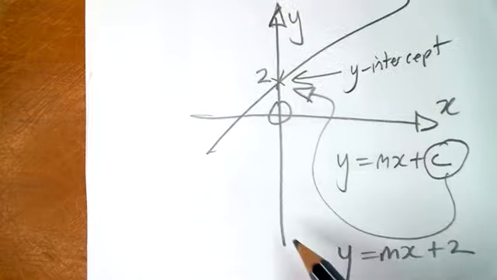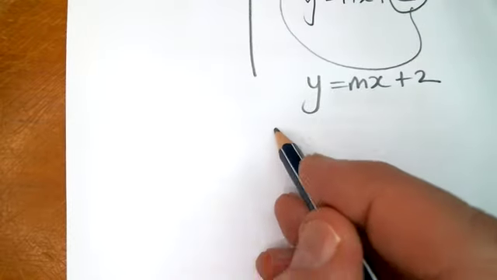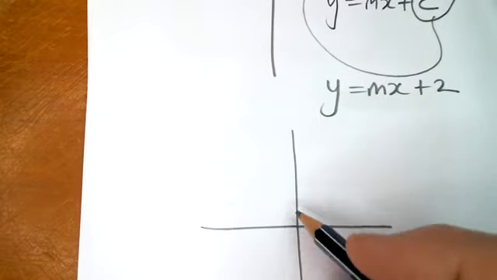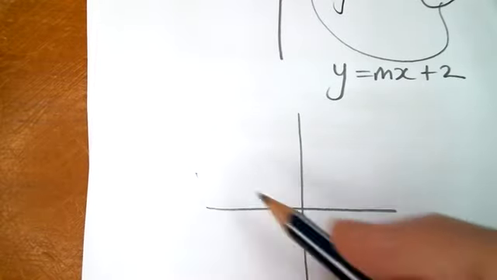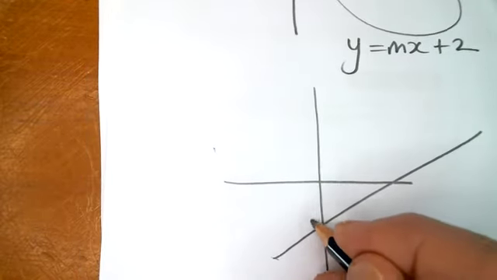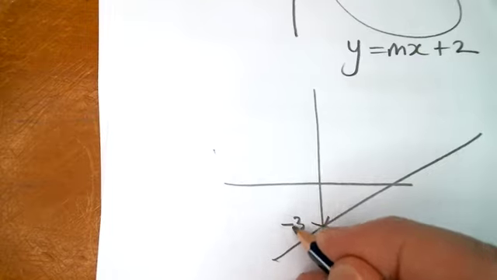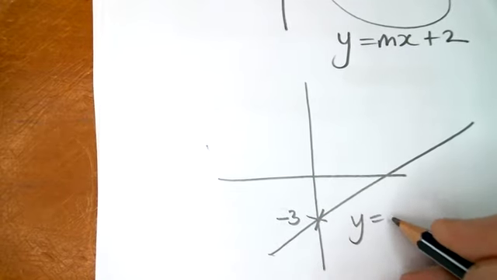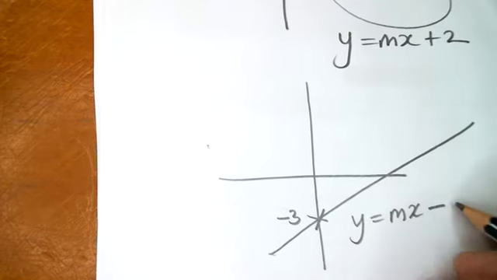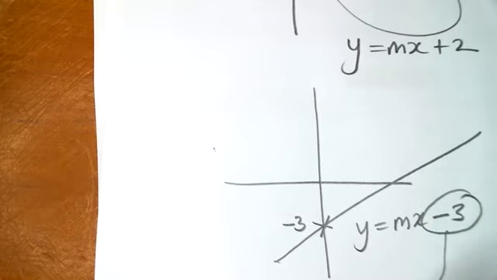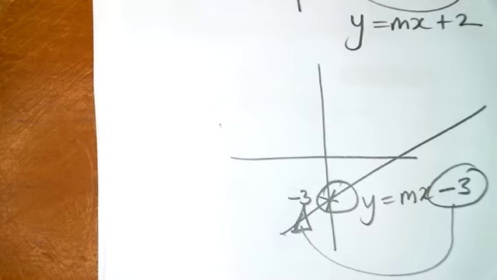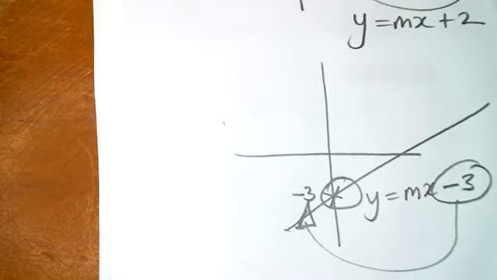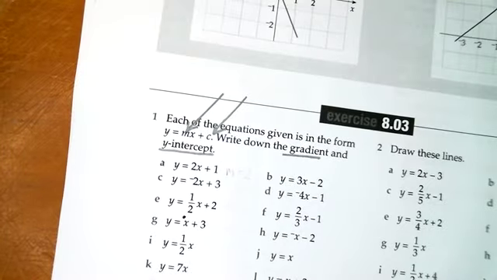Let's say, for example, it was this one. It looked like this here, and I'll draw another graph. I'm just going to sketch this out. Let's say it looked like this. This graph here, let's say that was a -3, then this would be y is equal to something x minus 3. The -3 is the y-intercept. That's this point here.